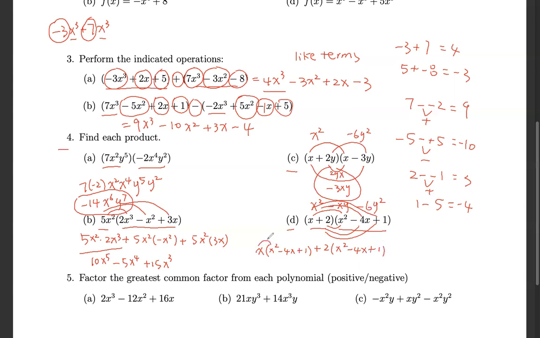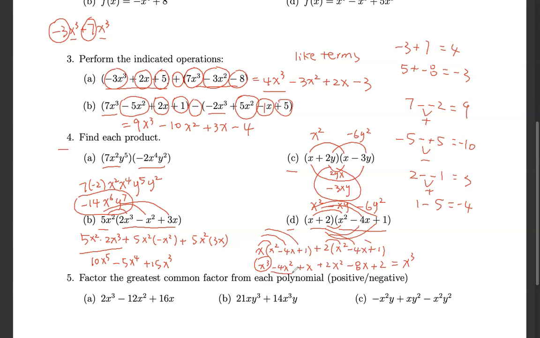Multiply x with everybody, we get x cubed minus 4x squared plus x. Multiply 2 with everyone, we get 2x squared minus 8x plus 2. Then we combine like terms. We have x cubed, only x cubed doesn't have like terms, so we get x cubed.